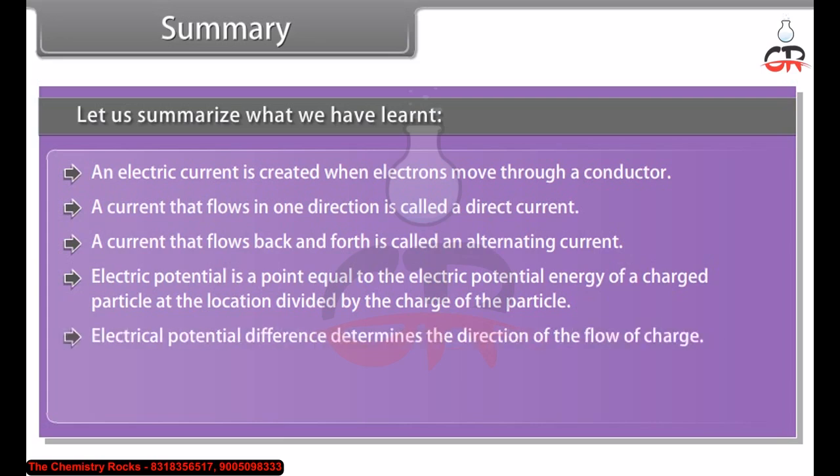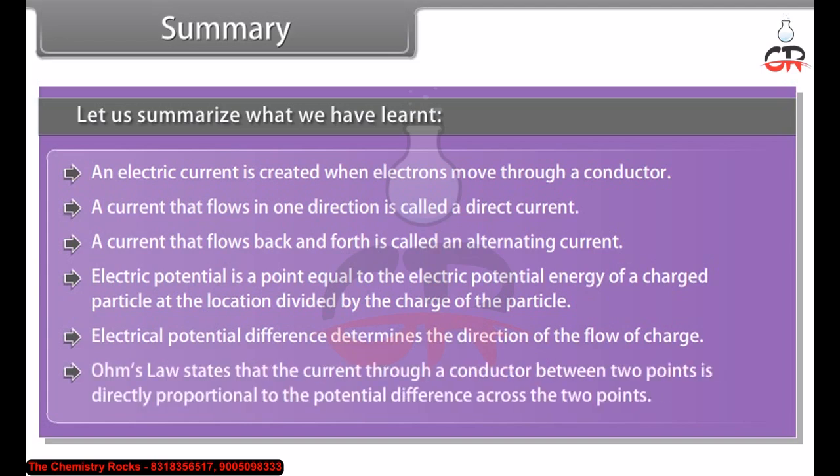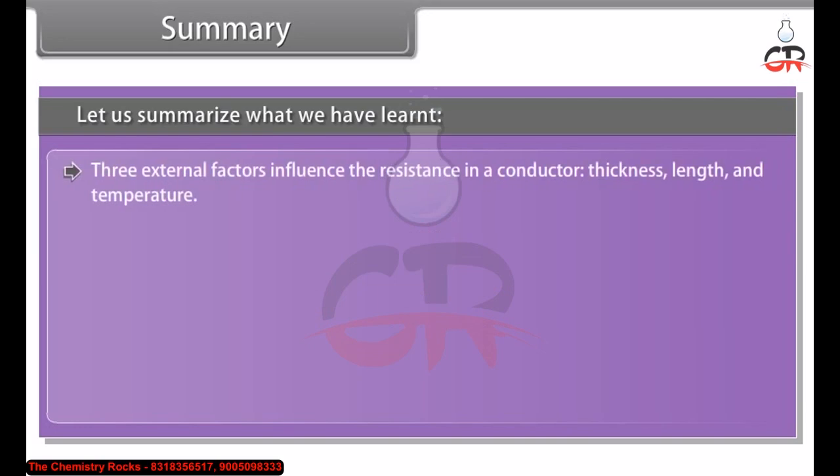Electric potential difference determines the direction of the flow of charge. Ohm's law states that the current through a conductor between 2 points is directly proportional to the potential difference across the 2 points. 3 external factors influence the resistance in a conductor: thickness, length, and temperature.